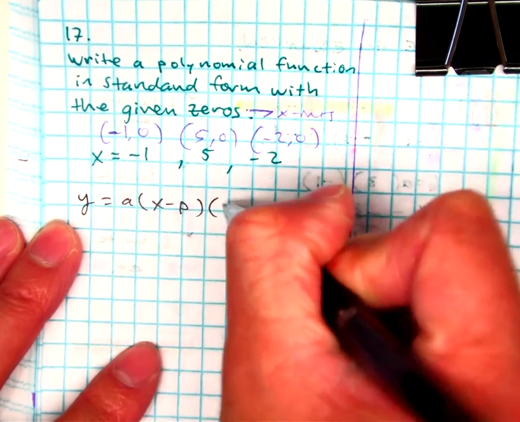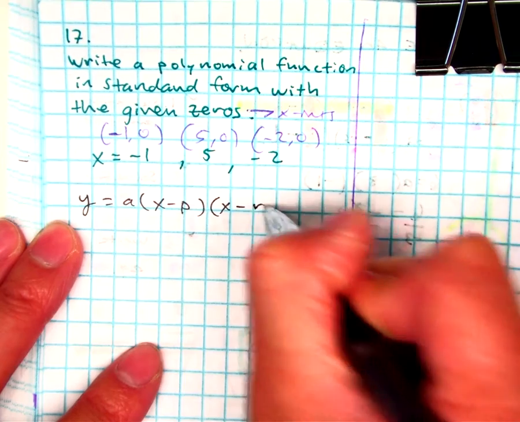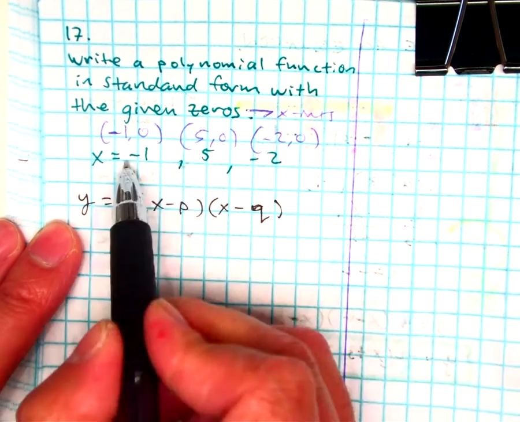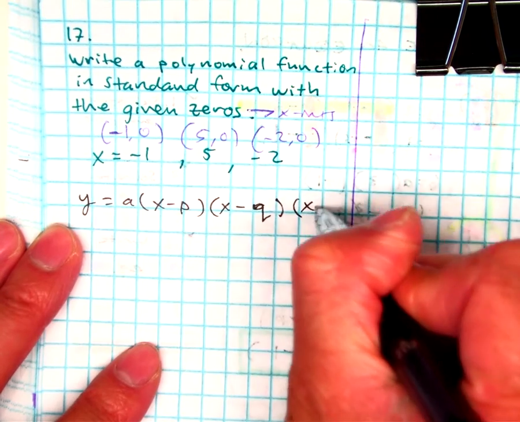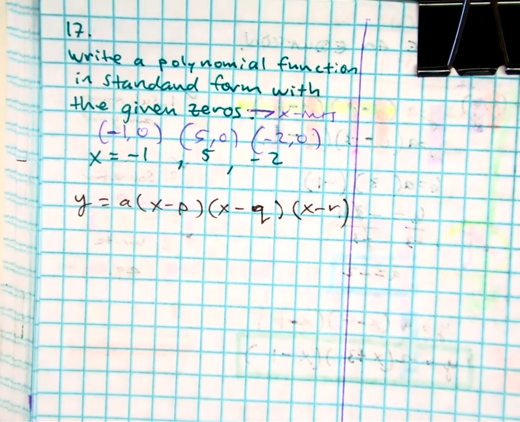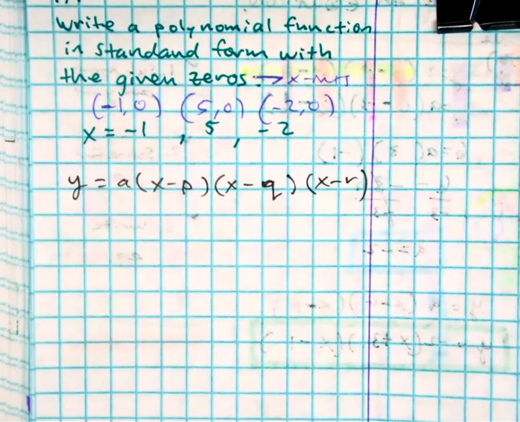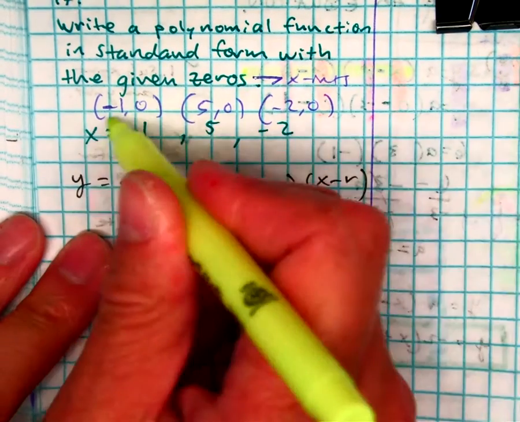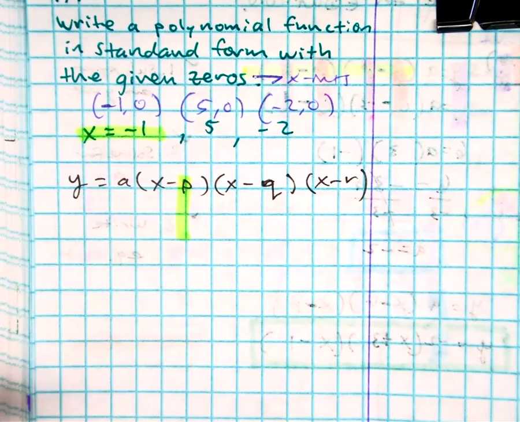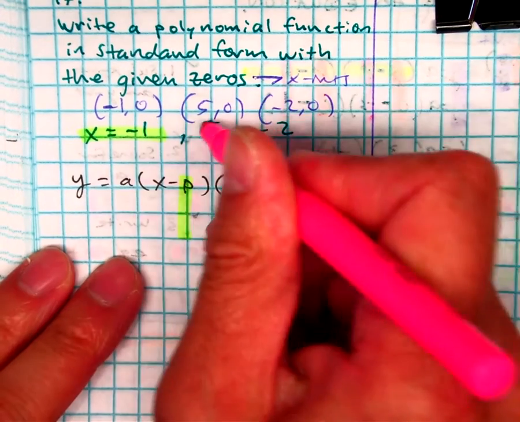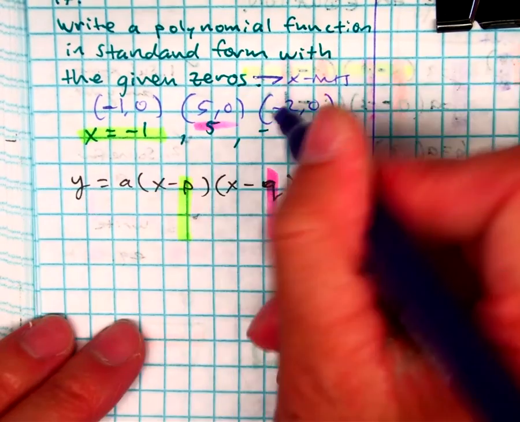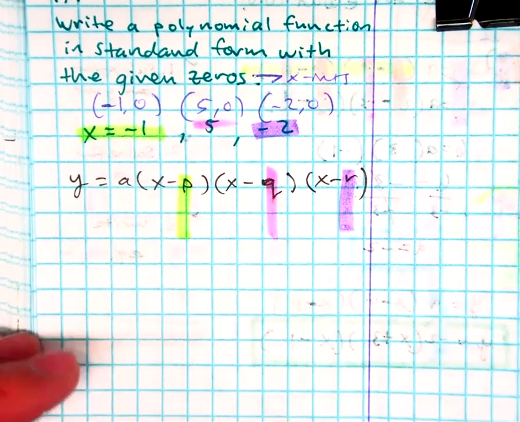factored form. X minus p, x minus q, x minus r. Whoops, I almost missed the letter q. And then because I have 3 zeros, I'm going to have 3 letters. You can pick any 3 letters that you want. So there goes my negative 1. There goes my 5. And there goes my negative 2.